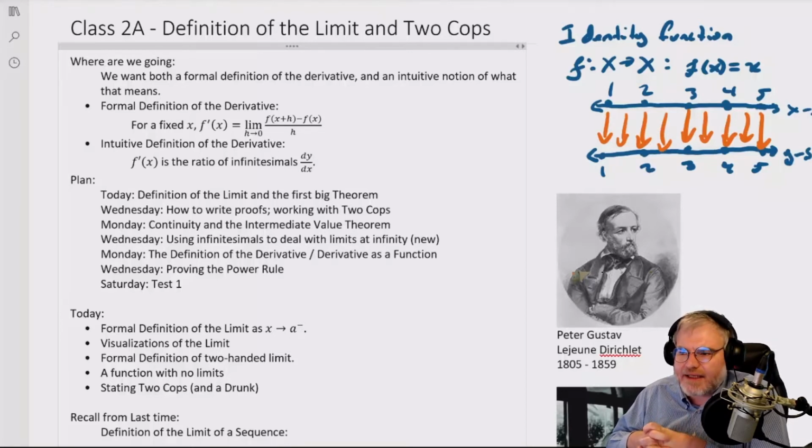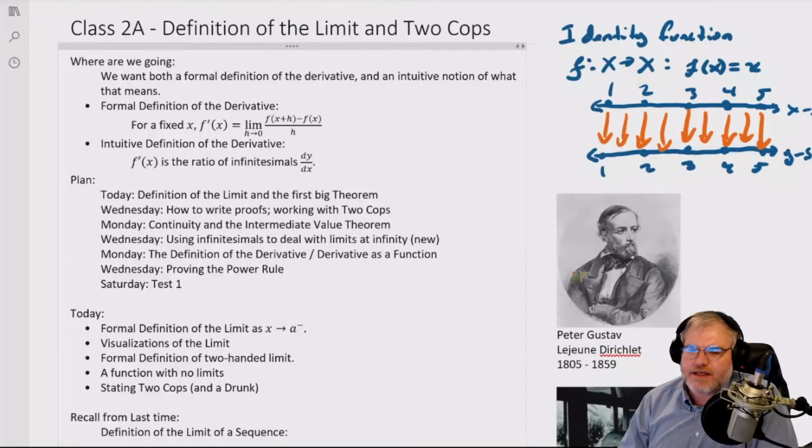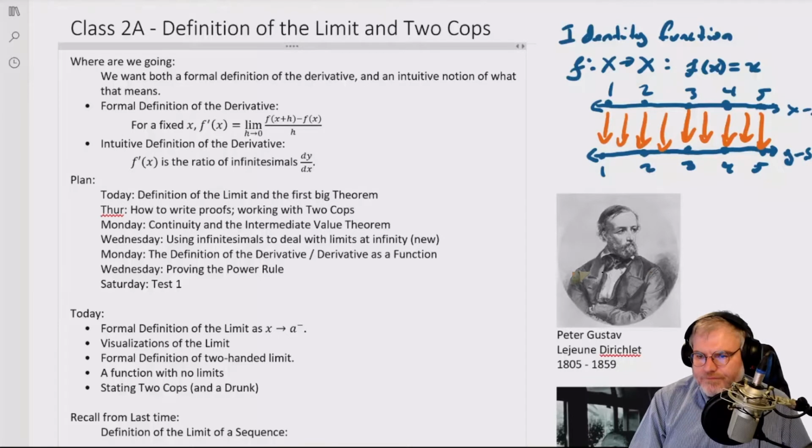Then on Monday, we're going to be doing continuity and the intermediate value theorem. These should all be Monday, Thursday, shouldn't they? Then we're going to be using infinitesimals to deal with limits. That's the new material that I sort of did last semester, but I'm going to do it much deeper because it really helps with a bunch of those problems from test 1. And then the following Monday, we're going to do the definition of the derivative. The derivative is a function. And then Wednesday, of course, we're going to prove the power rule. And then that Saturday is test 1. And of course, it shouldn't be Wednesday. These should all be things like Thursday.